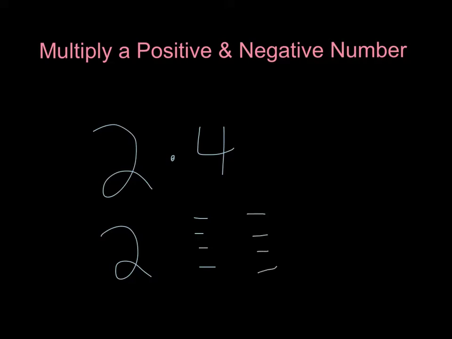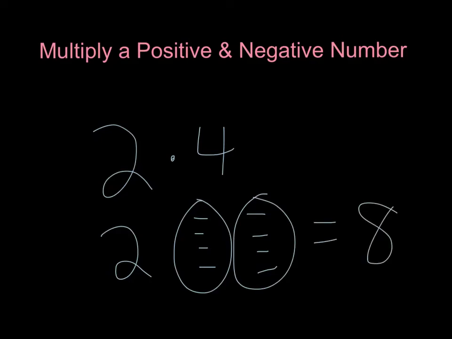We're going to talk about multiplying a positive and a negative number together, and when we do so, let's just think about the rules and the things we already know about multiplication in general. Like if we saw 2 times 4, that's like saying we have 2 sets of 4, right? So there's 2 of those, 1, 2, 3, 4, and there's another set of those, 1, 2, 3, 4. There's 2 sets of 4, which gives us 8.